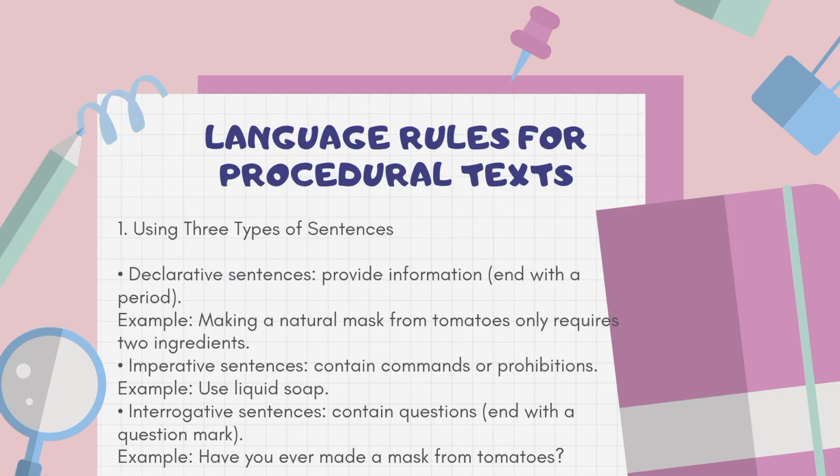There are 5 language features used for procedural text here. The first is that this text uses 3 types of sentences. Declarative sentence. Provides information and ends with a period or dot. For example, making a natural mix from tomatoes only requires 2 ingredients. As you can see, there's a dot at the end of the sentence.